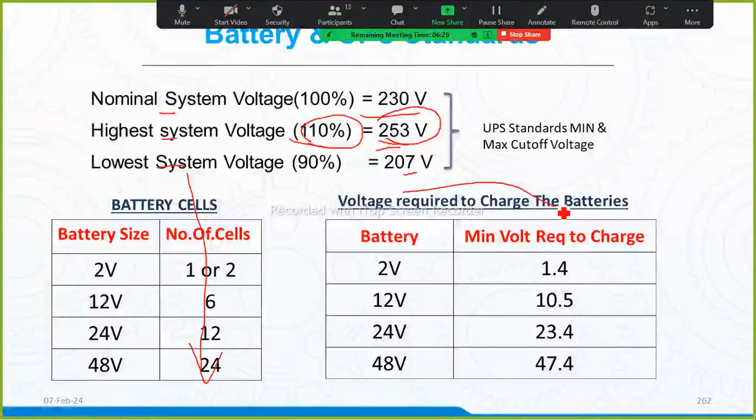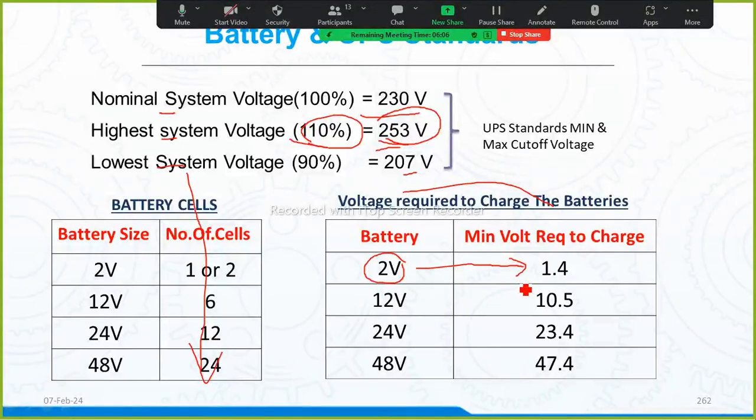Now what is this one? Voltage required to charge the battery. What it is saying is, if it's a 2-volt battery, what is the minimum voltage required to charge the battery? So if I have a 2-volt battery and I want to charge it, what is the minimum voltage required to charge the battery?